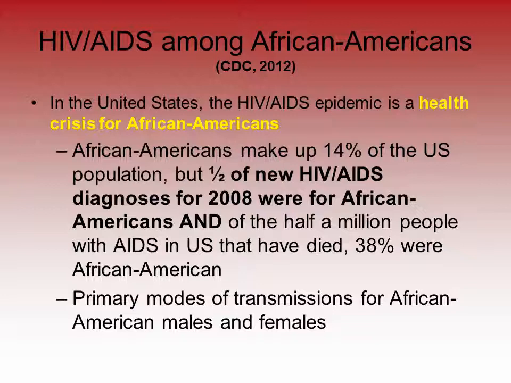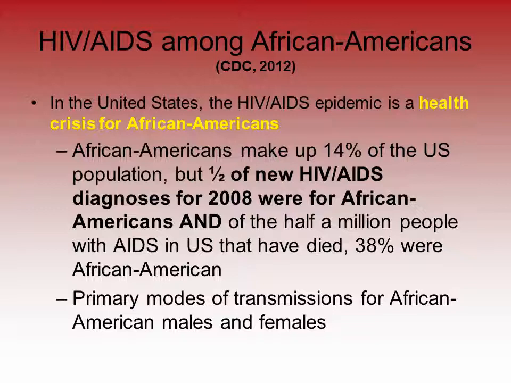Another vulnerable group in the United States is African Americans. In the United States, HIV/AIDS is considered an epidemic and a health crisis for African Americans. That's because African Americans make up 14% of the United States population, but half of the new HIV/AIDS cases, not only for 2008 but up to 2012, were for African Americans. And of the 500,000 people with AIDS in the U.S. that have died, 38% were African American. The primary modes of transmission for African American males and females.